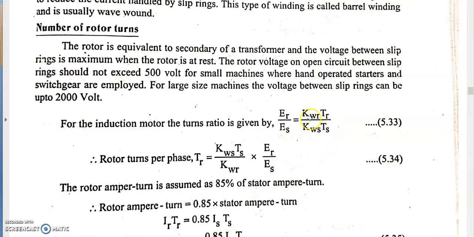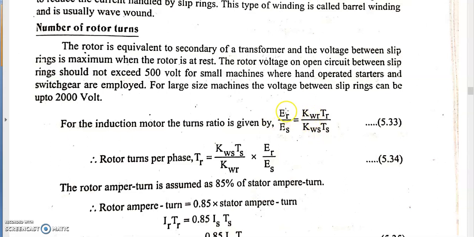The rotor turns depend upon the rotor winding factor, and the total number of turns in the stator will be modified by the stator winding factor. In a transformer there is no winding factor at all, because all the windings are put together on the same limb of the transformer core. But in an induction motor, both stator and rotor windings are sinusoidal in nature, and the windings are short pitched. So this winding factor is defined with respect to stator and rotor, and because of it the number of turns will be modified.